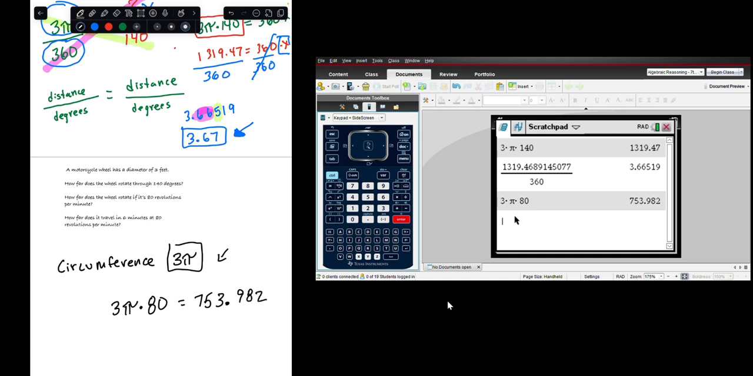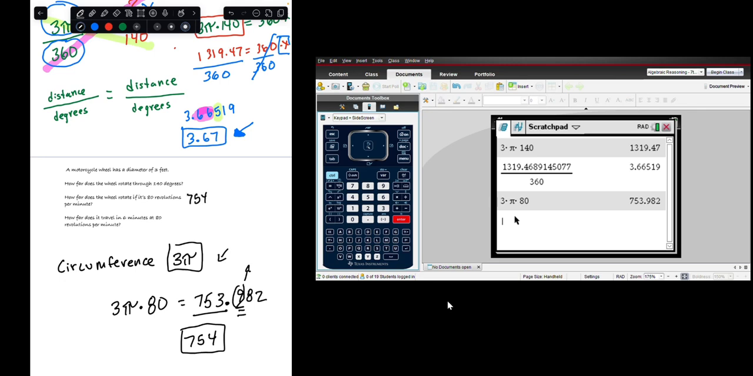And that's going to give me 753.982. If it asks you to round as a whole number, guys, we're focusing on this and this number right here. Since it's a 9, we're going to round up. So we're going to say 754. And that's it. If it spins 80 times, that's how far it spins for 80 revolutions. Now, we know that's 754.